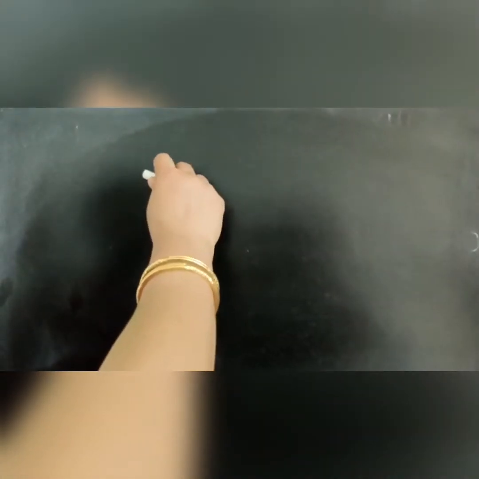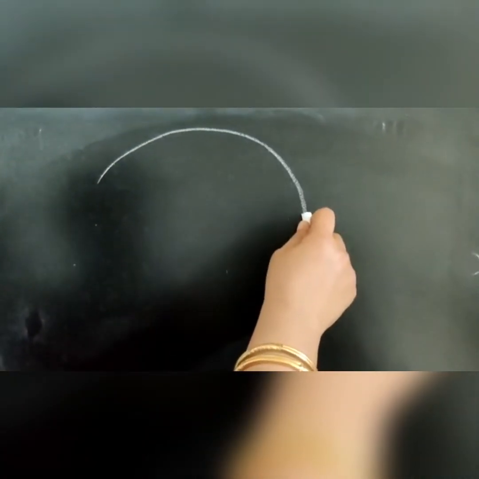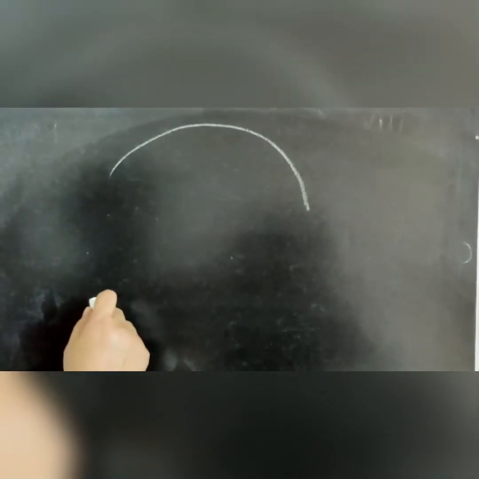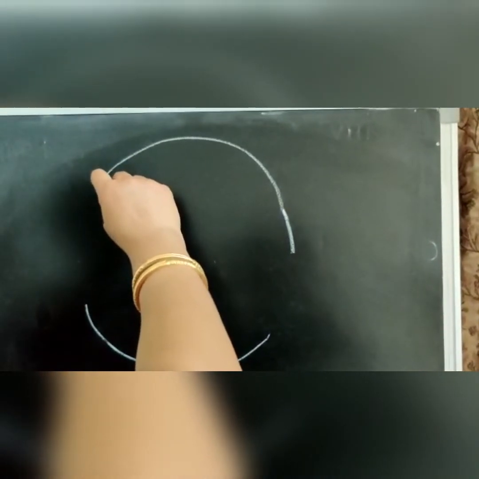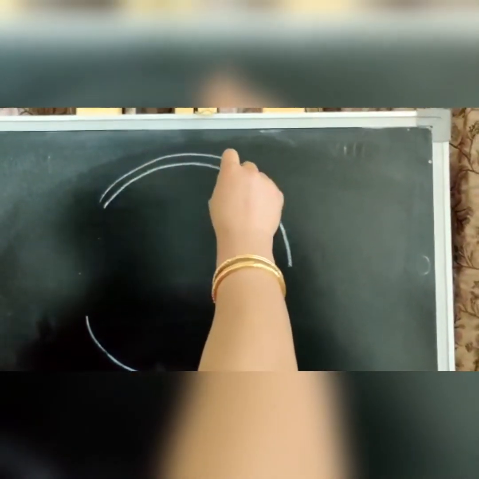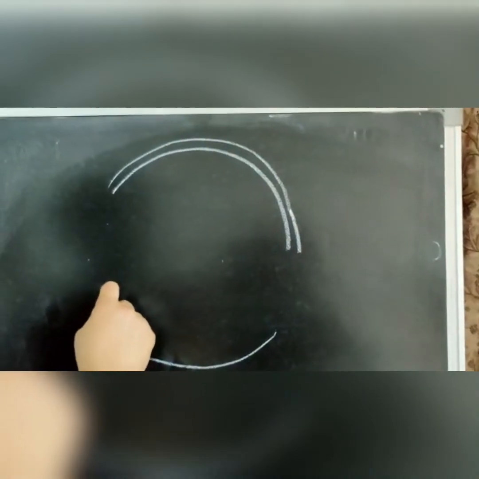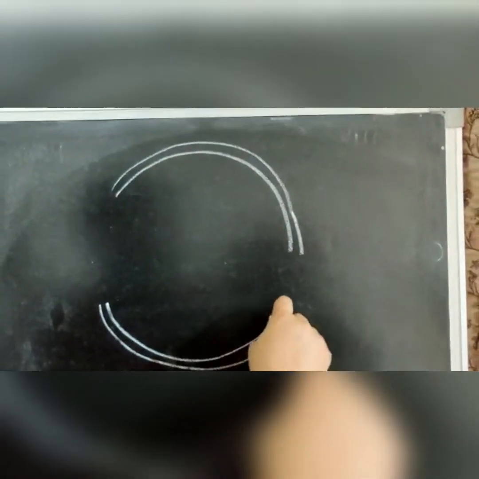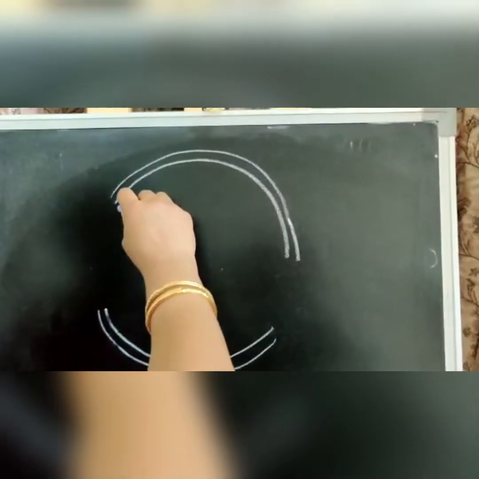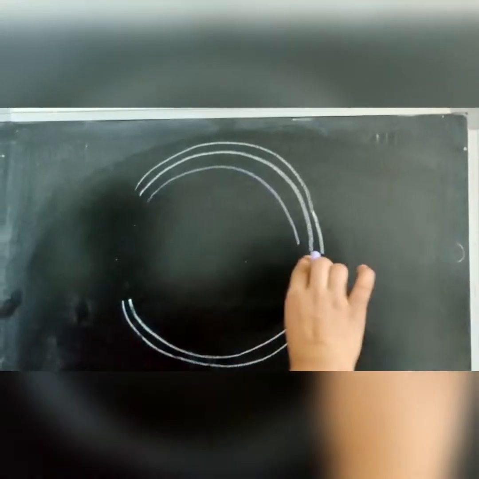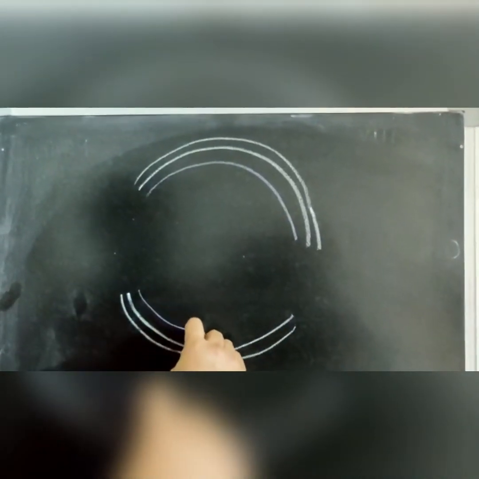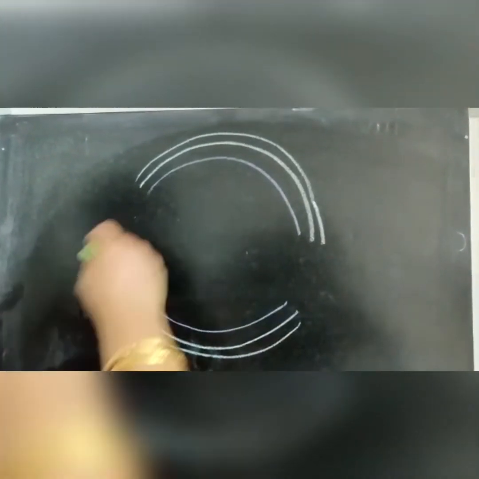Let's see how to draw the diagram of the eye. As I have told you earlier, there are three layers in the eye: sclera, choroid and retina. For drawing three layers, what will we do? We will draw 4 circles. The second circle, the third circle, and leave some space in front and some space at the back. Then the fourth circle.